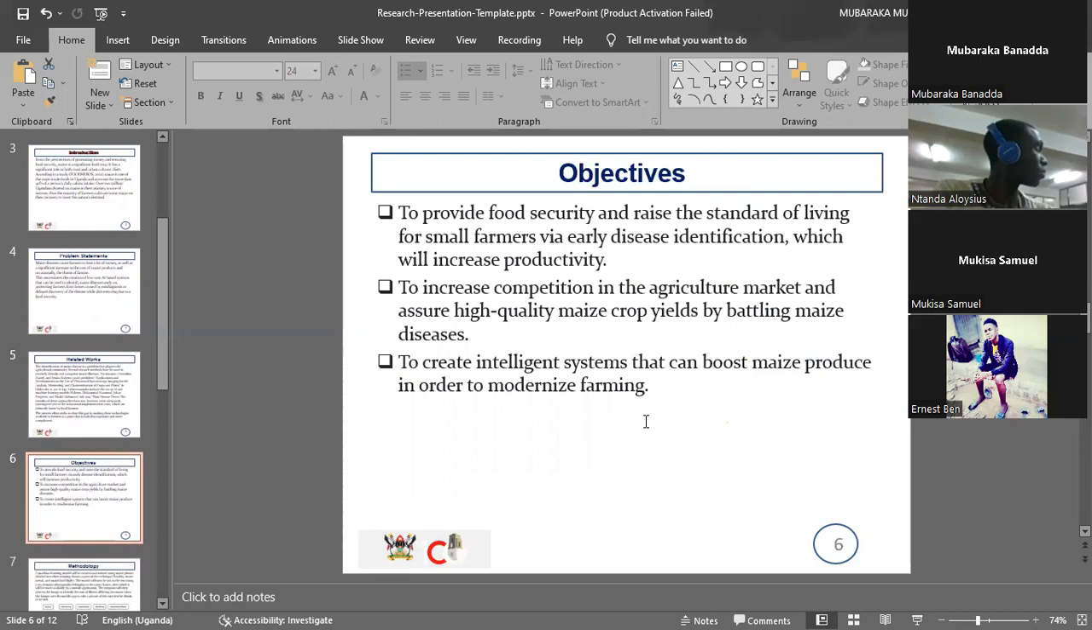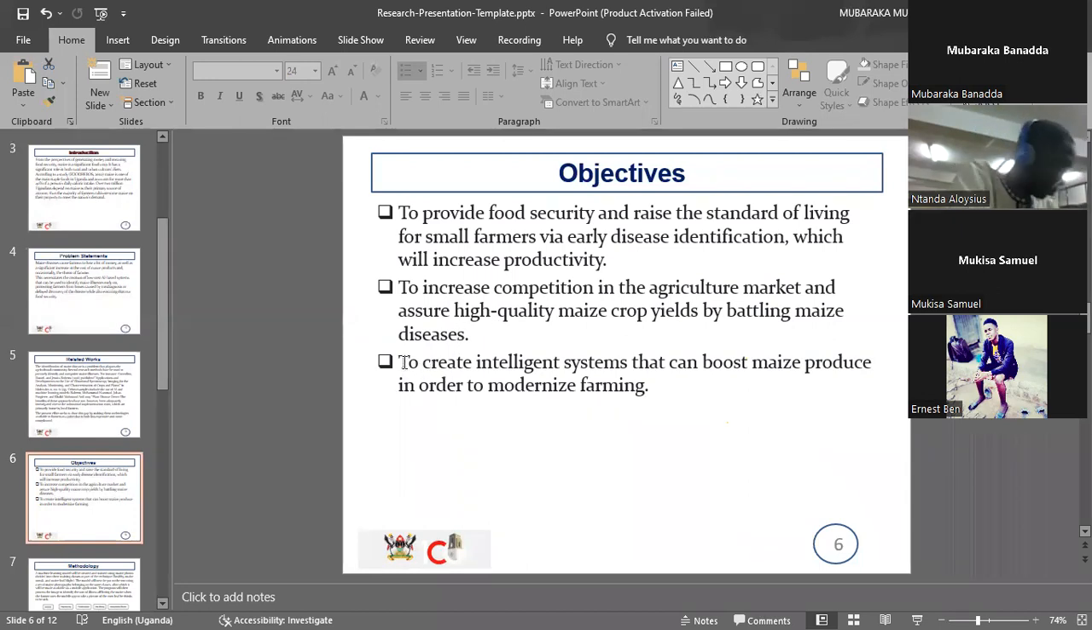So the objectives of the study are to provide food security and raise the standard of living for farmers via early disease identification, which will increase productivity. Another objective is to increase competition in the agricultural market, because if the foods are of high quality, more farmers will start bringing in their crops, and this would actually reduce the prices of food.